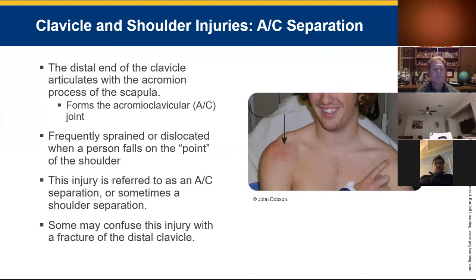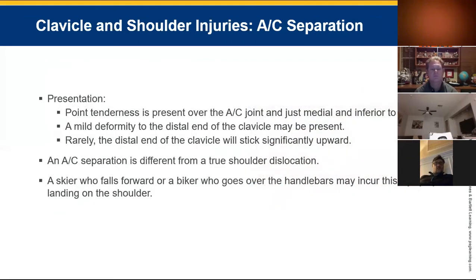So next. We already went through all of this, but the presentation over the AC joint. Just the mechanism of injury is what you want to concentrate on. The skier who falls forward, the biker does a scorpion over the handlebars, landing on that outstretched arm and shoulder.